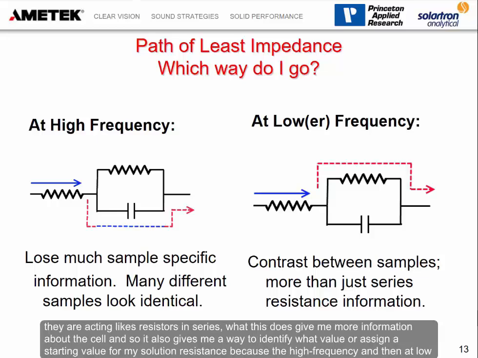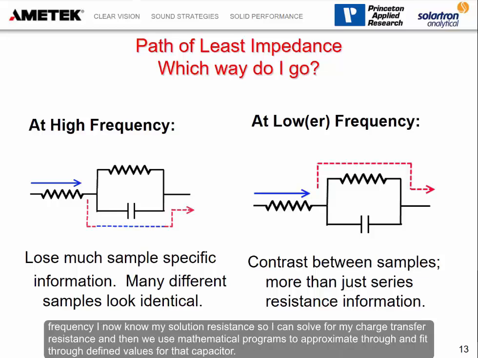What this does is give me more information about the cell. And so it also gives me a way to identify, or assign a starting value for, my solution resistance because of the high frequency. And then at low frequency, I now know my solution resistance, so I can solve for my charge transfer resistance. And then we use mathematical programs to approximate through and fit to find values for that capacitor.